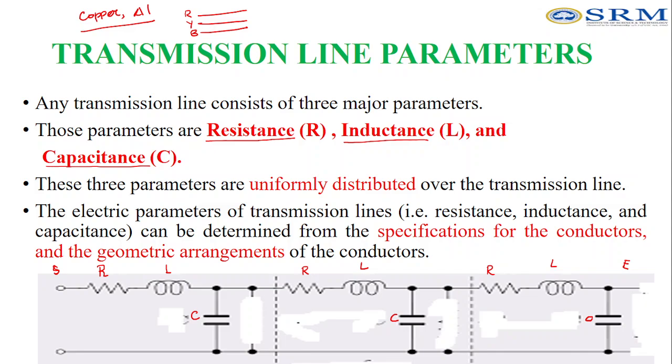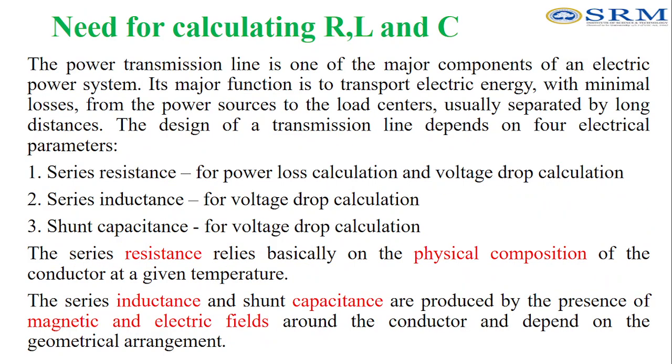Okay, so we can calculate the value of resistance, the value of inductance, and the value of capacitance. So what is the need for calculating the value of R, L, and C? Resistance, inductance and capacitance, all these three parameters are going to make an impact over the power system. So how is it going to make impact? The power transmission line is one of the major components of the electrical power system, and its major function is to transport electrical energy.